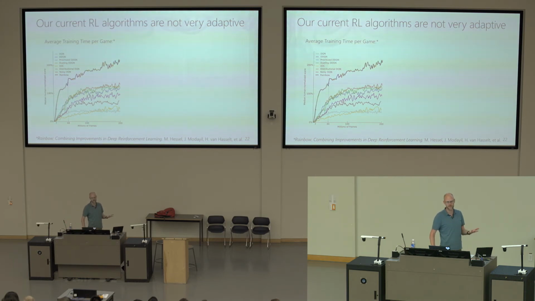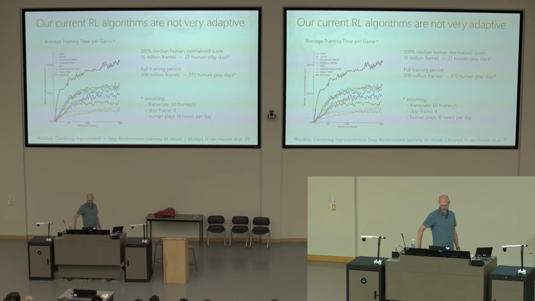However, if you compare this to a human, then obviously in terms of final performance, they're doing much better than a human. But if you look at the sample complexity, they're taking a very, very long time. So here I just put some numbers. The full training period is 200 million frames, which would correspond roughly to 370 human play days, and it's per game. So if you play 60 games, the agent got 370 days for each game. So it's a very long training period. I think we can all agree with that.